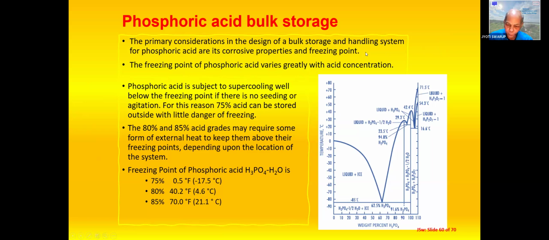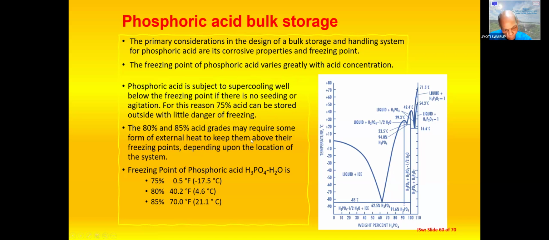So freezing point is much more critical in phosphoric acid than it was in sulfuric acid. And freezing point varies greatly with the acid concentration. Again, this is the freezing point chart that you see here. Freezing point is also subject to supercooling well below the freezing point if there is no seeding or agitation. For this reason, 75% acid can be stored outside with little danger of freezing. As you can see, 75% freezing point is minus 30 degrees, so not an issue.